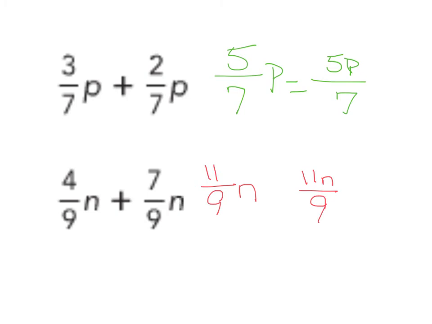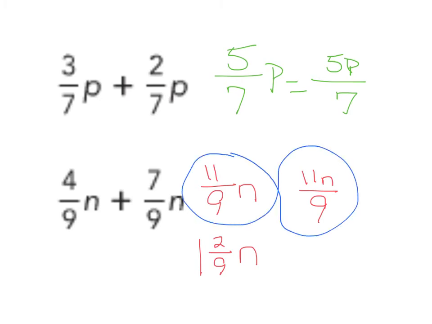If we made this a mixed number, 9 goes into 11 once without going over, then there are 2 more left over, so 1 and 2/9 n is another possible answer. So once again, all 3 of these would work. And let's see if I can do a fancy way to circle them. Look at that. There you go.